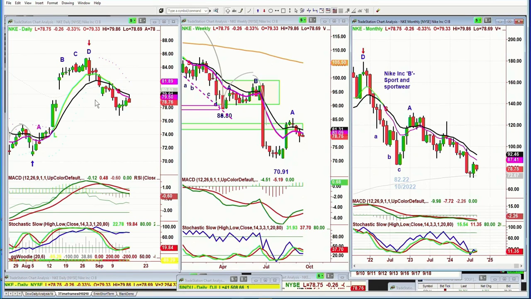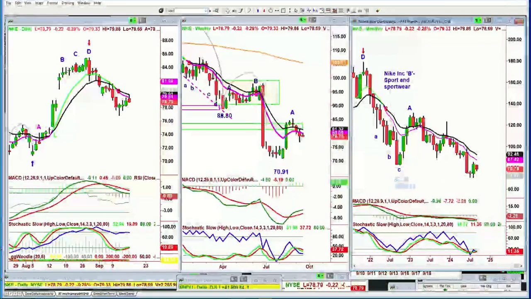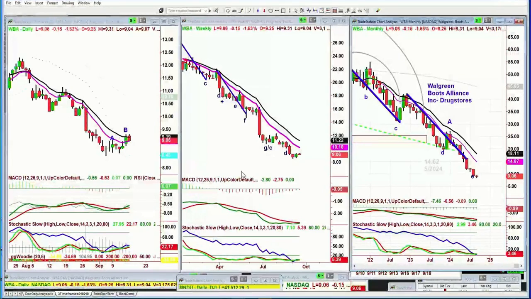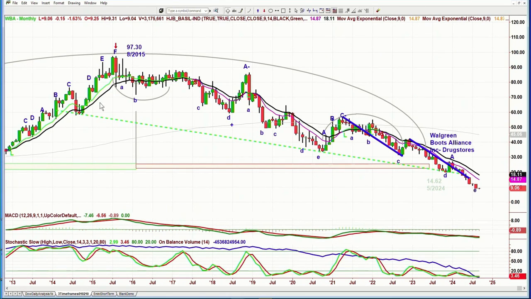All right, corrections. Next thing I want to look at was, isn't this fascinating? Look, WBA. This is Walgreens Boots Alliance, Inc. I meant to check and see if they buy their properties or rent them. This was at 97 back in 2015. And all it's done, year in and year out, is go to lower highs and lower lows, except for this one big bounce in 2018.